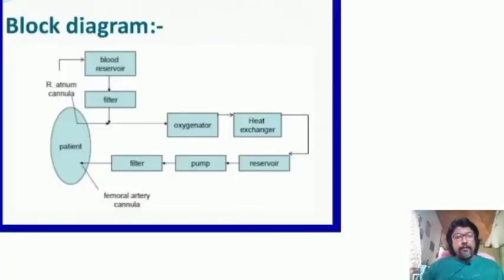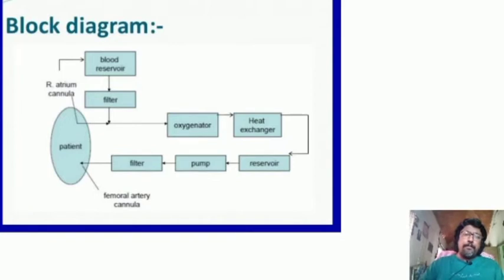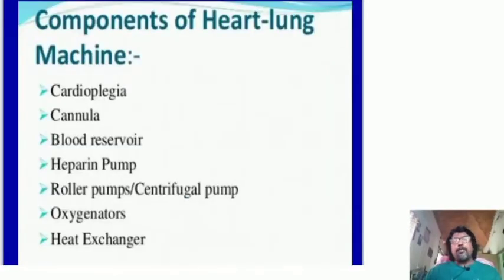So this is the block diagram which I was talking about, and as you see, it has a blood reservoir as well as a cannula. I will explain what it is. Right atrium cannula, and we have a filter to avoid any foreign bodies entering the bloodstream, and we have a femoral artery cannula. These things I will explain, and we have an oxygenator, and we have a heat exchanger, and we have a pump as well as a blood reservoir. So these are the main components of the heart lung machine.